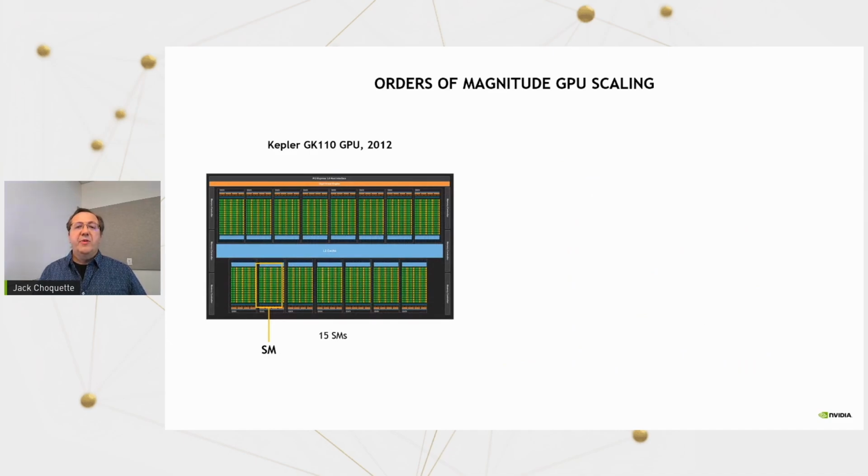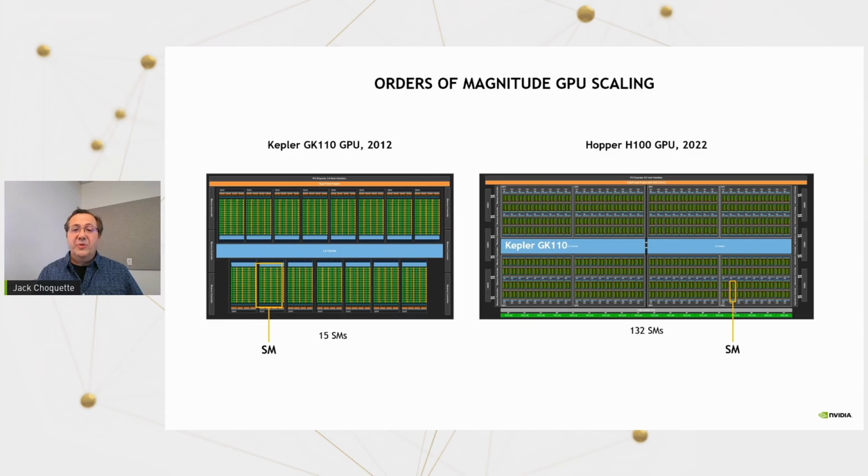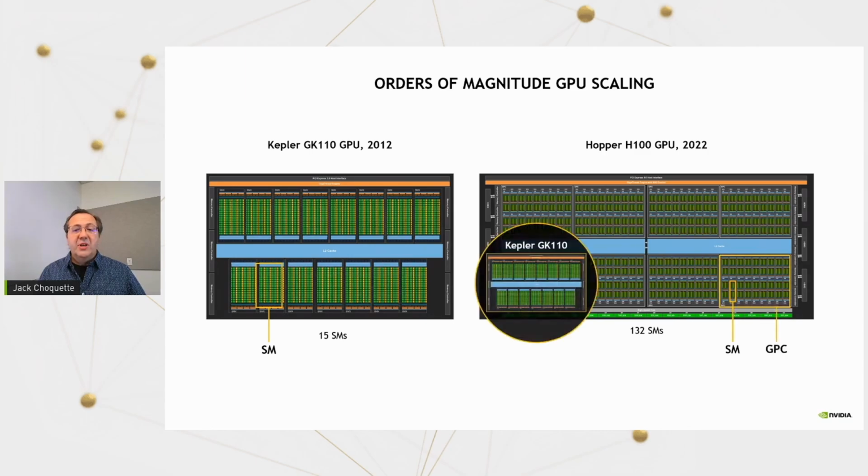These three levels of GPU hierarchy have existed since CUDA was first introduced and have enabled parallel programs to take advantage of locality that exists in their algorithms. However, GPUs have scaled by orders of magnitude. Here's NVIDIA's Kepler GPU, introduced 10 years ago. It had 15 SMs. Here's NVIDIA's Hopper GPU today. It has 132 SMs, an order of magnitude increase in 10 years. The entire Kepler GPU could fit in one corner of the Hopper GPU. The Kepler GPU is roughly the same size as Hopper's GPC level of hierarchy.